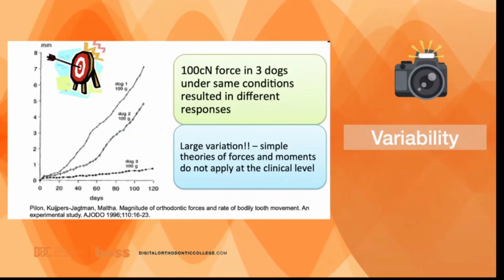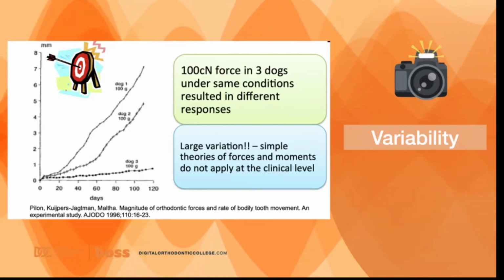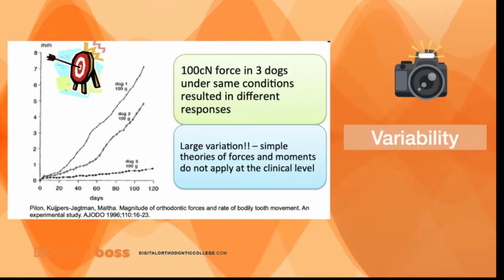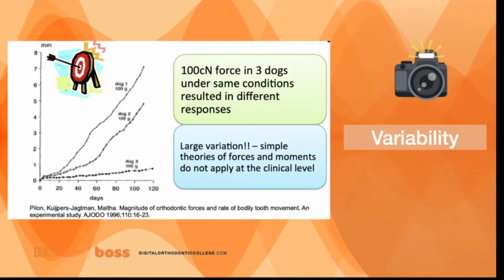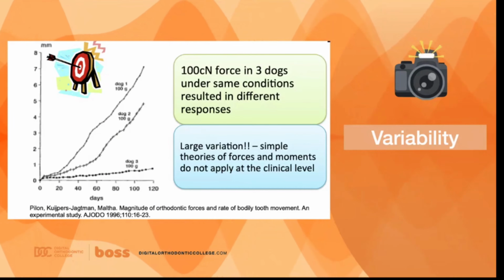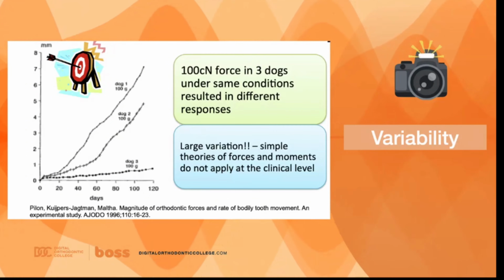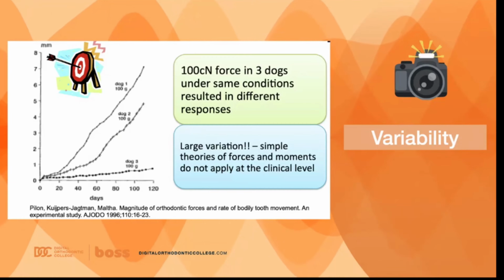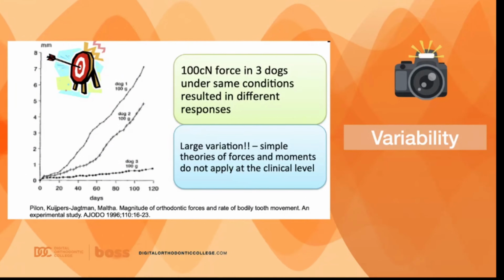We also need to understand variability. Okay, so orthodontic forces will not have the same response, even in closely related beings. So we have to understand that there's a large variation here. So when we apply simple theories of forces and moments, it doesn't apply biologically or at the clinical level.